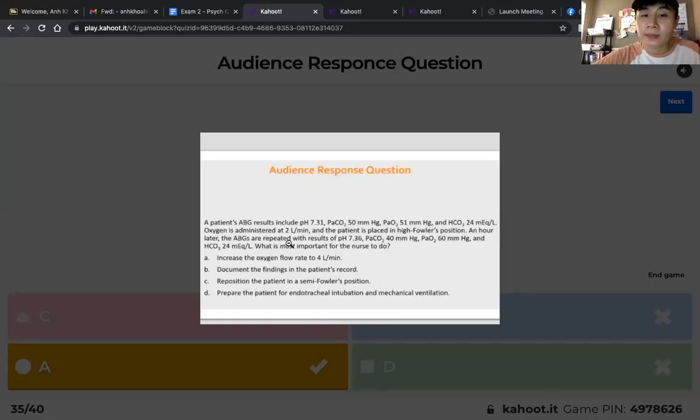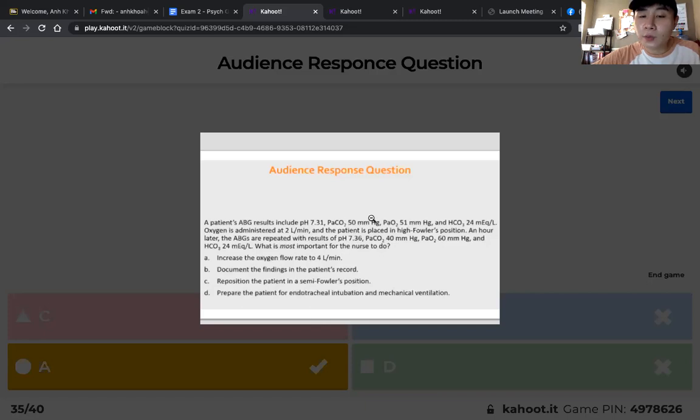An hour later, ABGs are repeated with the result of pH 7.36, PaCO2 40, PaO2 60, and SaO2 94. What is the most important thing for the nurse to do?